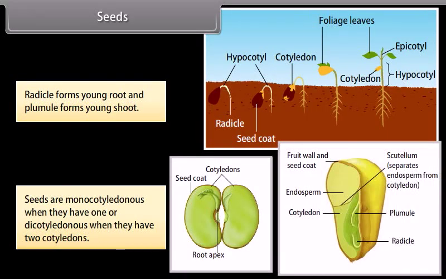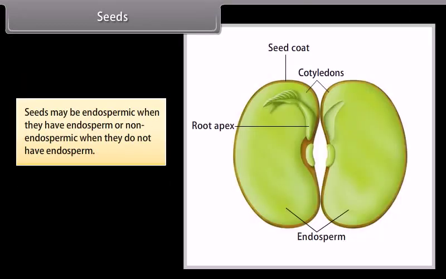Seeds are monocotyledonous when they have one cotyledon or dicotyledonous when they have two cotyledons. Seeds may be endospermic when they have endosperm or non-endospermic when they do not have endosperm.